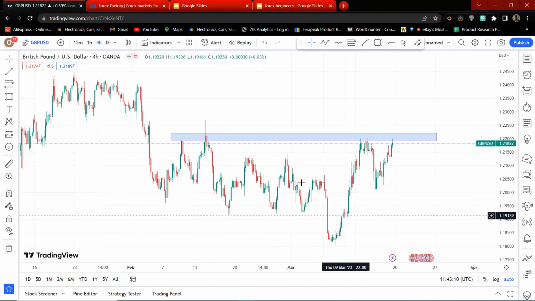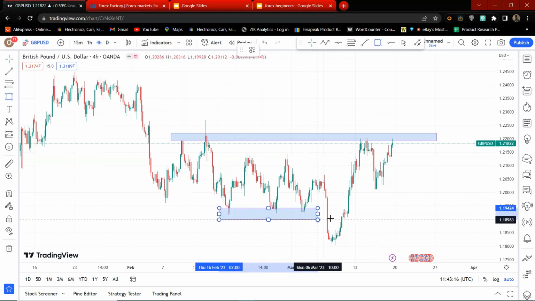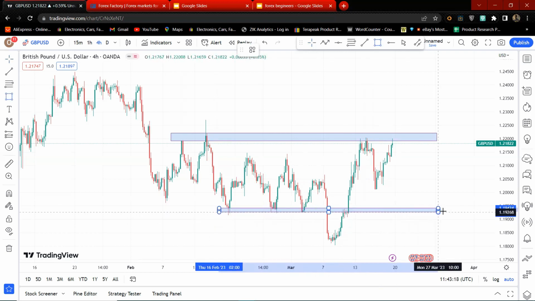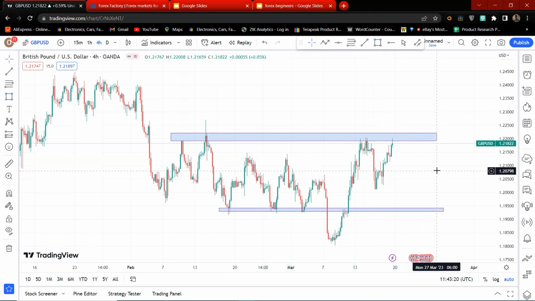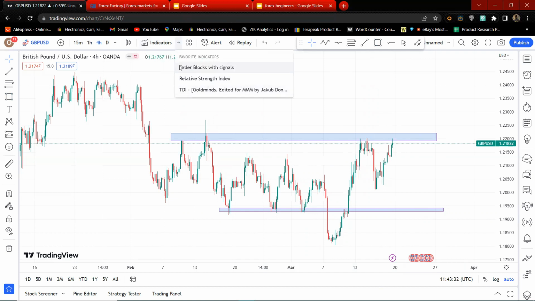If the market hadn't reached here, I would mark out something like this. What I would go with this week, just like that. So with time, we shall learn more. I use something called psychological levels and also order blocks with signals. It's a precious indicator. I've never talked about it, this one.